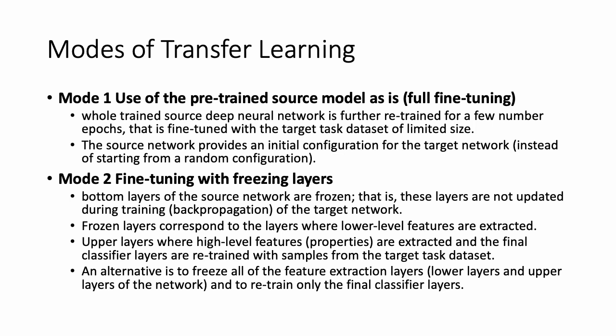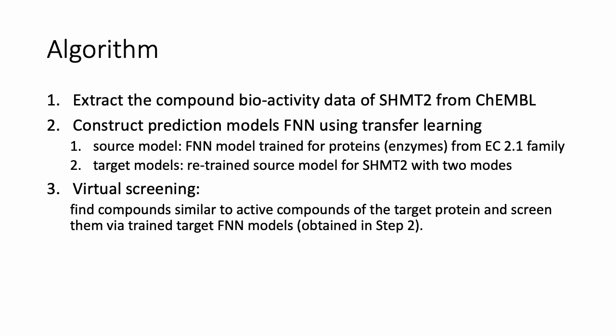In mode 2, we do fine-tuning with freezing layers. In fact, the bottom layers of the source network are frozen, and these frozen layers correspond to the layers where low-level features are extracted. During training of the target network, the weights of these layers are not updated. In fact, what we do here is to retrain only the final classifier layers.